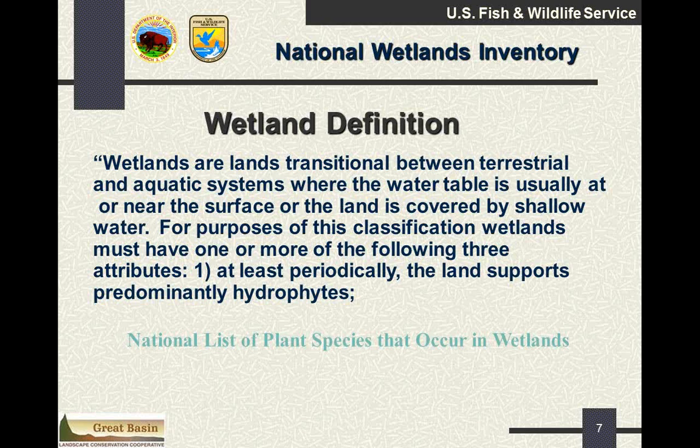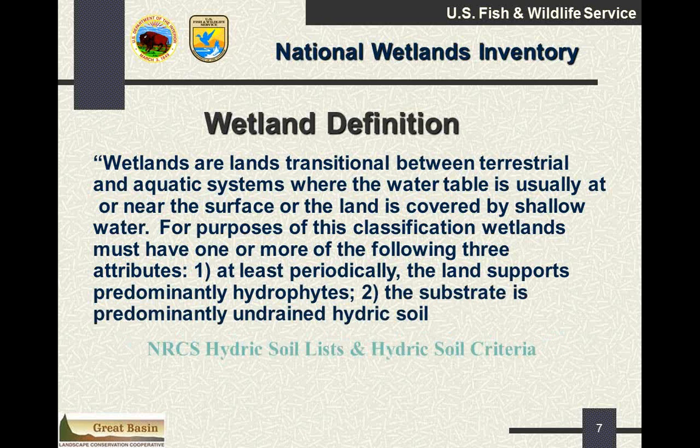Our first standard is the wetland mapping standard, and the definition that we use is basically this. Wetlands are lands transitional between terrestrial and aquatic systems where the water is at or near the surface of the land. So if you know wetlands, you have three parameters: hydrology, soils, and hydrophytes, plants that can live in wet conditions. For the purposes of wetland mapping, we first have to have the water. And then after that, at least periodically, the land has to support hydrophytes. That is found from the National List of Plant Species.